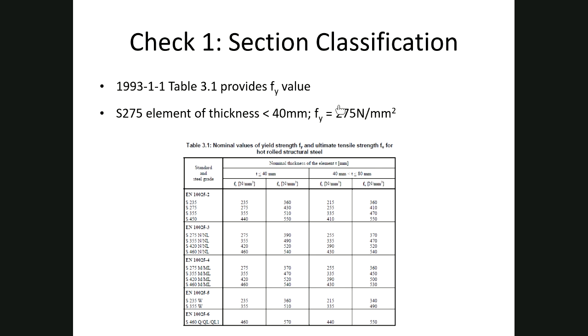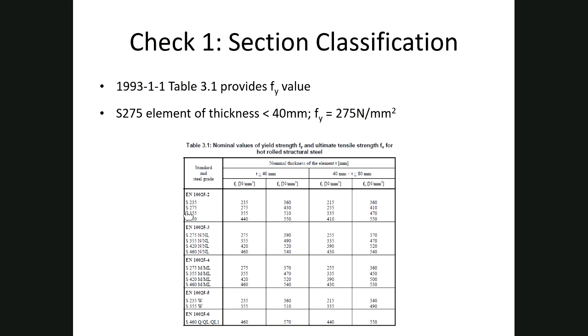Okay, so to know the nominal yield strength of the material, we go to Table 3.1 in Eurocode 3, 1-1, and that gives us the different nominal yield strengths. So we check what thickness of section we have. If the section is less than or equal to 40 millimeters, we use the first two columns. If the section is between 40 and 80 millimeters, we use the second two columns. We see what grade of steel we use. Typically I would use the first rows here, so let's say S275 steel or S355.